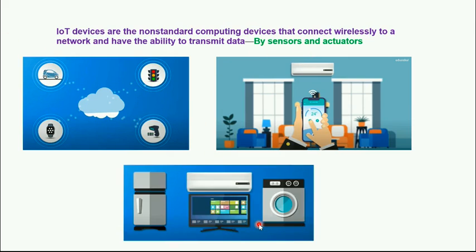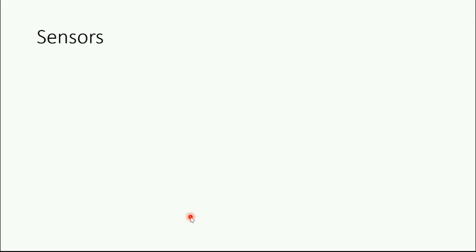Another example in home automation: this is a washing machine, this is an air conditioner, this is a TV, this is a fridge. All these can be connected to the internet wirelessly using IoTs. So that's all about the IoTs. Let me go through the sensors.